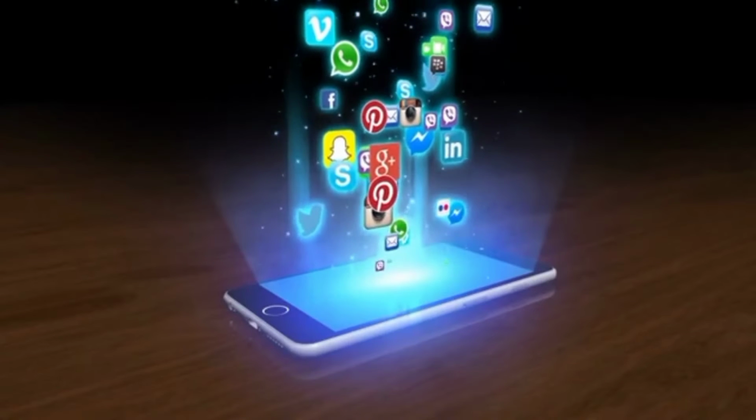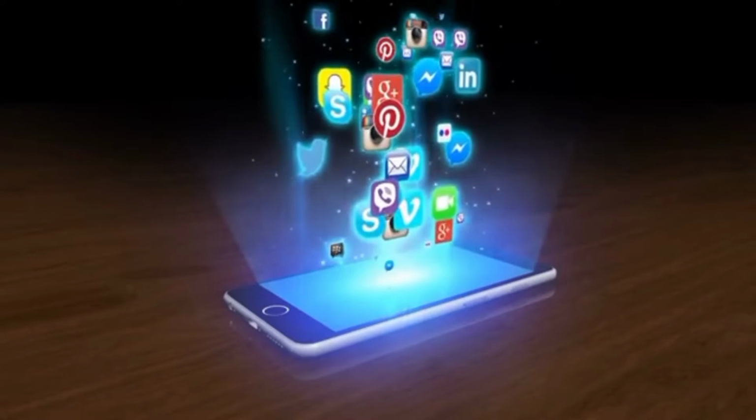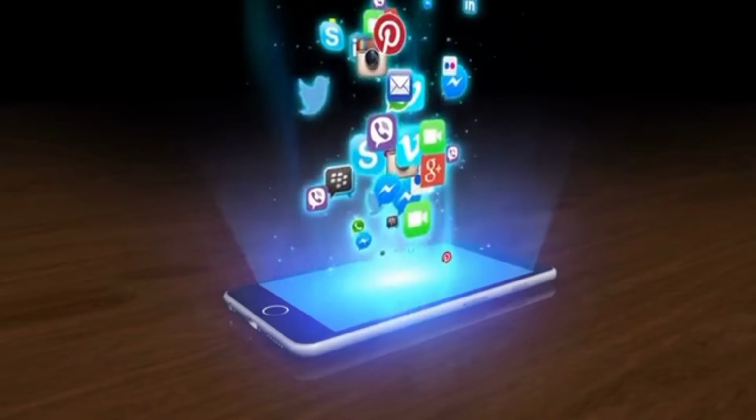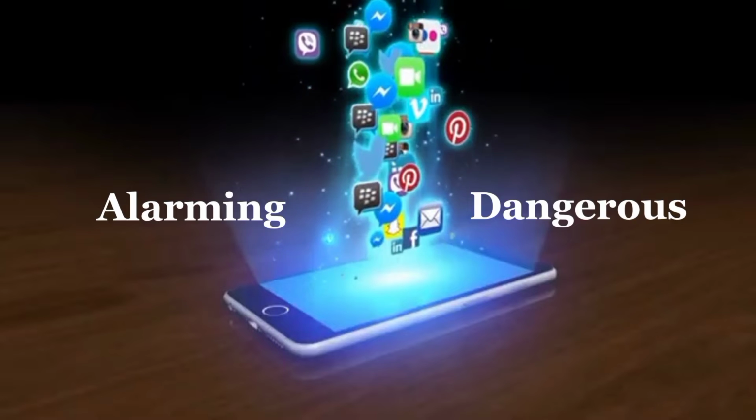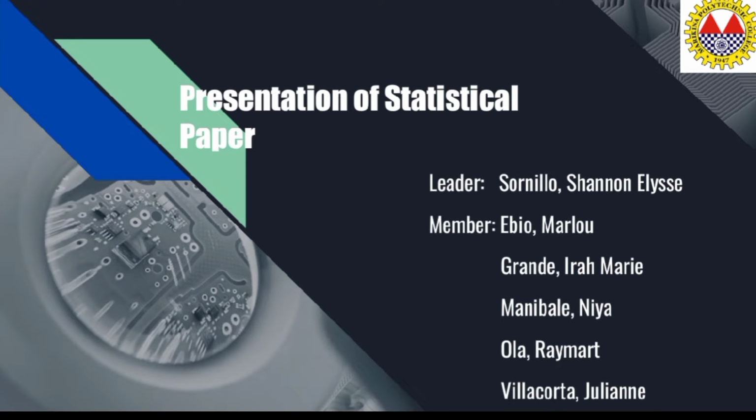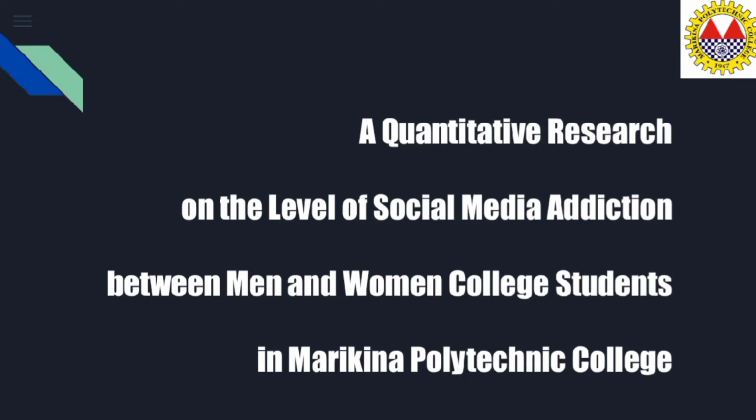What is the college students' level of addiction in social media nowadays? Is it alarming or dangerous? Good day! This is Group 4 presenting the statistical paper about a quantitative research on the level of social media addiction between men and women college students in Marikina Polytechnic College.